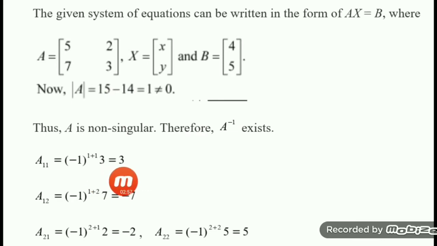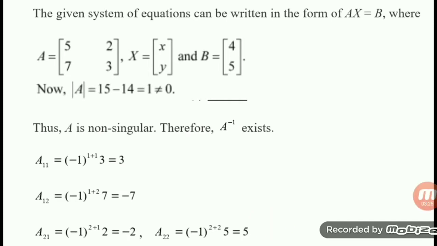Similarly, we are going to find the cofactors of all other elements. For A12, the sign will be negative. Deleting the first row and second column, the remaining determinant is 7, so the value is minus 7. Then A21: deleting the second row and first column, the value is 2, and since its position is negative, it is minus 2. Then A22: the position is positive, this is deleted, 5 is left, so the value is 5.